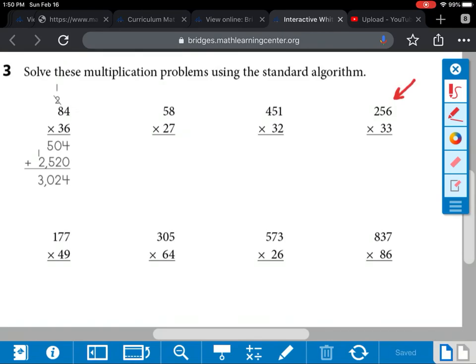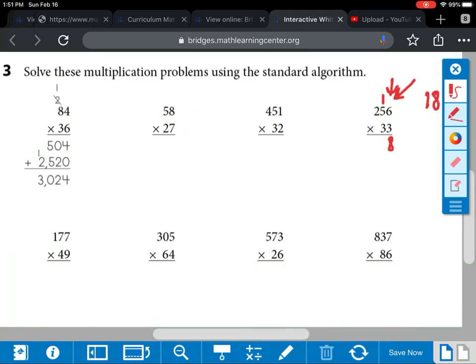So let's solve 256 times 33. In the standard algorithm, I'm going to start in my bottom right. With my bottom right digit in my ones place, I'm going to multiply 3 times 6, and I know that's 18. Since 18 is a 2-digit number, I'm going to bring down what's in my ones place and carry what's in my tens place.